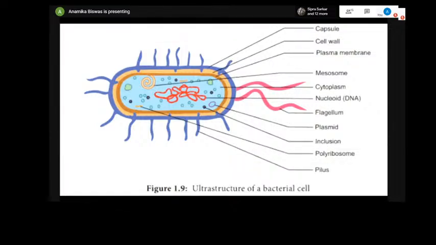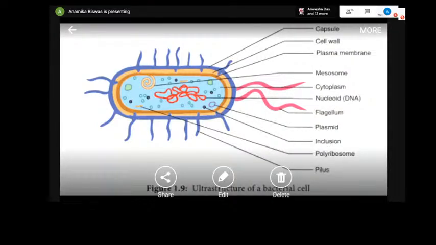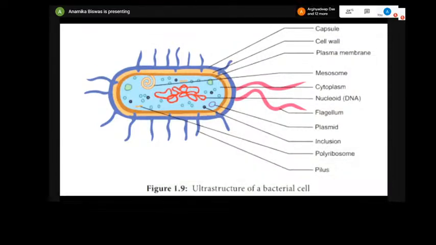What is the function of this pili? The pili helps in forming the conjugation tube during transfer of genetic material between donor and recipient cell. That means during sexual reproduction in bacteria, a conjugation tube is formed between two bacterial cells, and through this conjugation tube the genetic material transfers from one bacteria to another bacteria. So this is their sexual reproduction. So this pili helps in the formation of this conjugation tube during sexual reproduction.